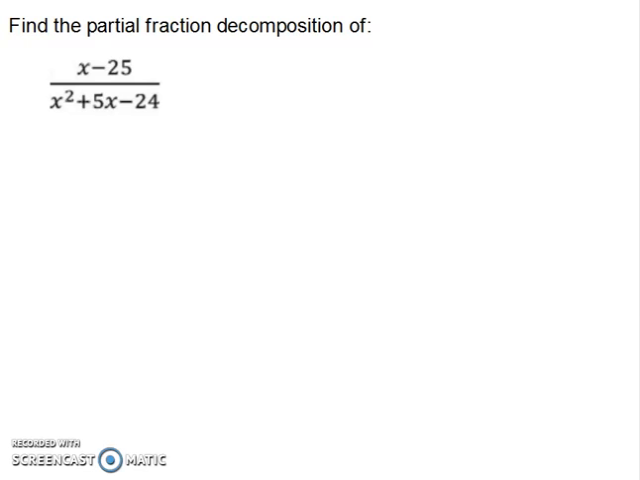Go ahead and take a moment to pause the video and try completing this partial fraction decomposition on your own.